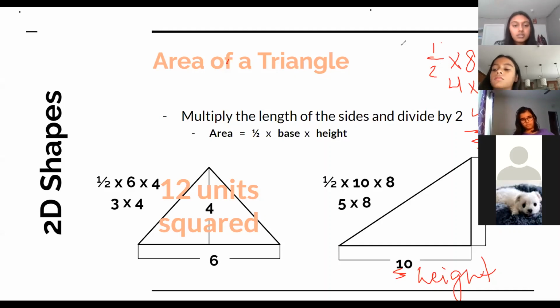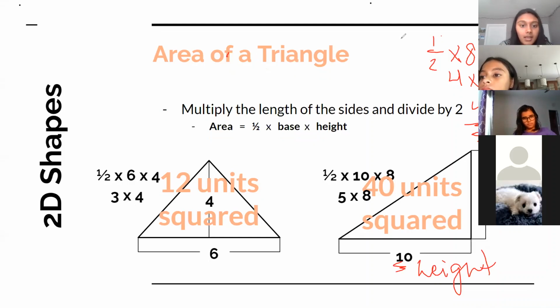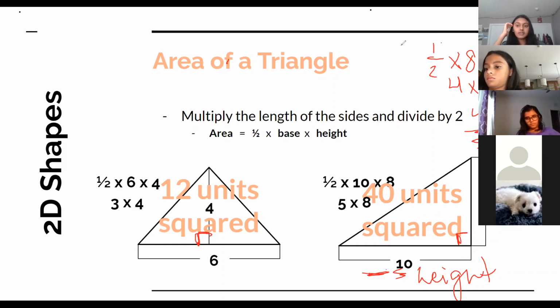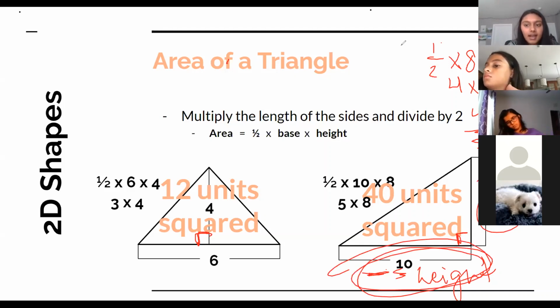Most of the time, I know I didn't include this here, so it might be hard to see, but they will have your little square right there to indicate your right angle. Wherever you see the right angle, I'm just going to automatically assume that this is my base and this is my height, so you don't get confused. A base is usually at the bottom when you're looking at it, and your height is how much you grow, when you're looking at the definition of the words. So we're just going to assume that this is your base and this is your height.